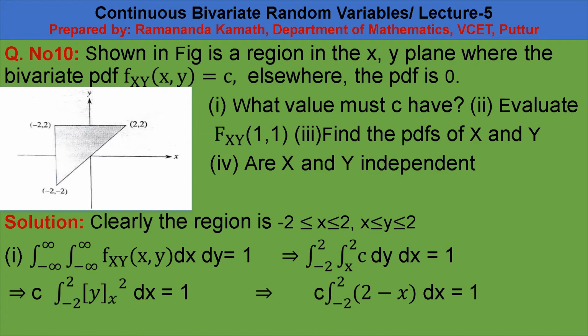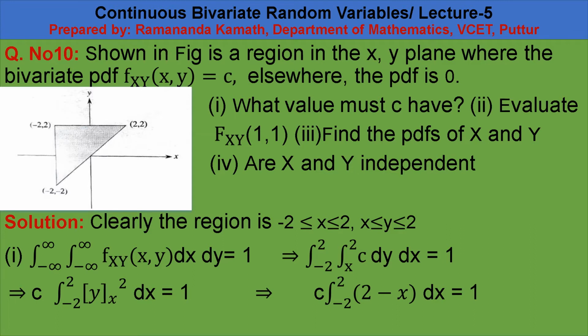Question: shown in the figure is a region in the xy plane where the bivariate PDF fxy of x comma y is equal to c, and 0 elsewhere. What is the value of c? Evaluate fxy of 1 comma 1, which is the joint CDF. Find the PDF of x and y.